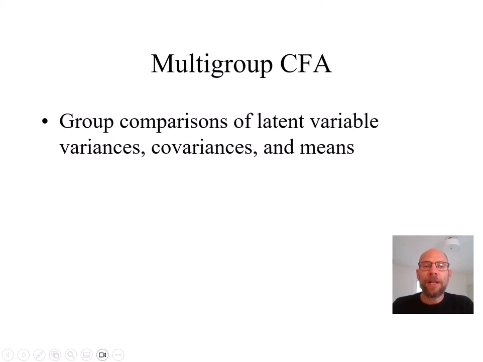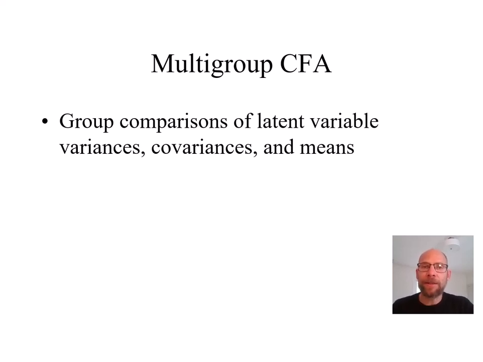So first of all, why would we use multi-group confirmatory factor analysis? Oftentimes, when we conduct research, we have an interest in comparing different groups, for example, males and females, or maybe people from different countries or different cultures. Maybe we also have an experimental or quasi-experimental design where we compare a control group to multiple experimental or intervention groups to see if a treatment or experimental manipulation had an effect.